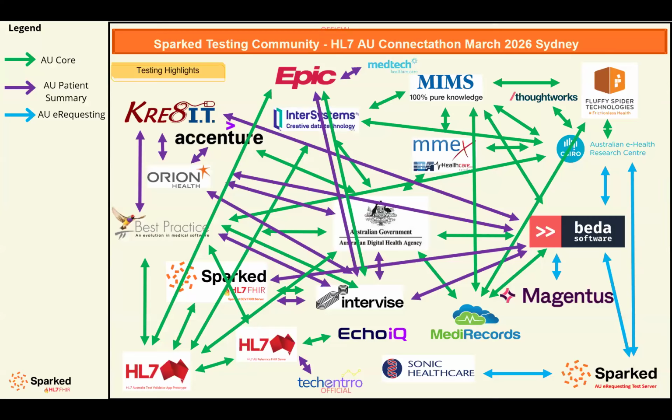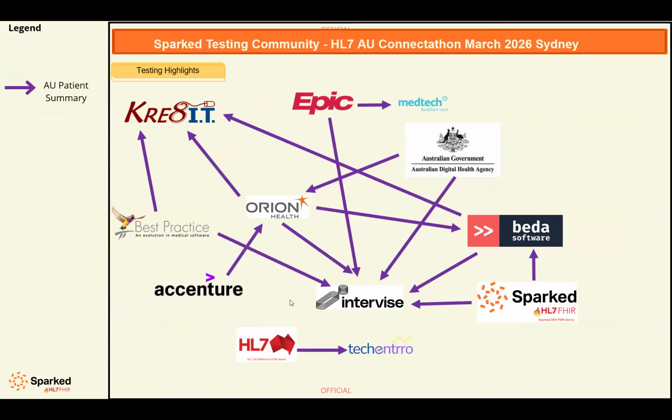This is a representation of all of the connections that we had going on in the room, not just for AU Patient Summary, but including AU Core in green, and also e-requesting in blue on the right-hand side. As you can see, there was quite a lot going on in the room, but focusing on patient summary, we still had a fair bit of connectivity between a number of vendors and organizations.